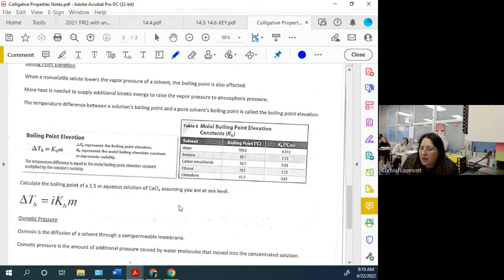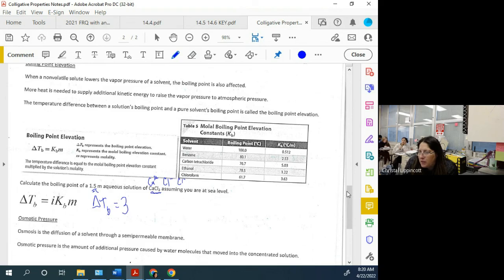So here we're going to take a solution where we have calcium chloride in it, and we are going to boil this. They've already given us the molality, which is really nice. We're going to figure out how much this is going to be elevated. What is my interference factor here? 3, because I'm going to end up with a Ca2+, and then 2 Cl minuses for a total of 3. So that's where I'm getting my i from.